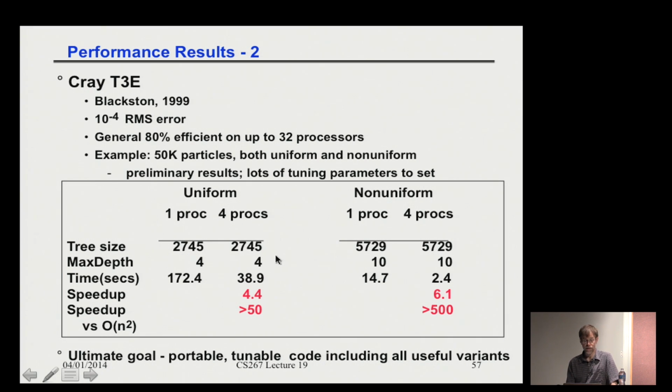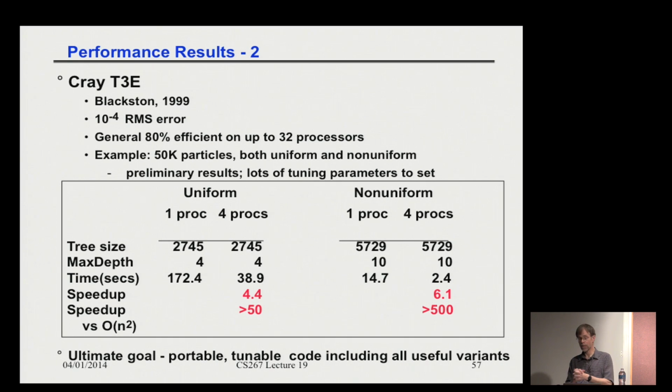2,000 vertices, or almost 6,000 vertices in the non-uniform case. The depth of the tree was this far, and here are the times. The time went from 172 seconds on one processor to 39 seconds on 4 processors, so the speedup was 4.4 on 4 processors. Does that seem like a mistake, like there was a bug, or is it good news that's actually true?